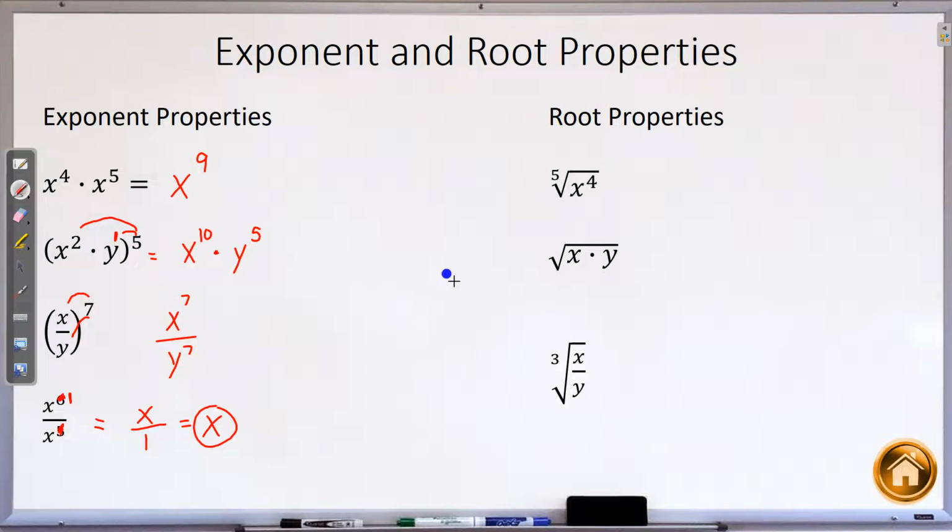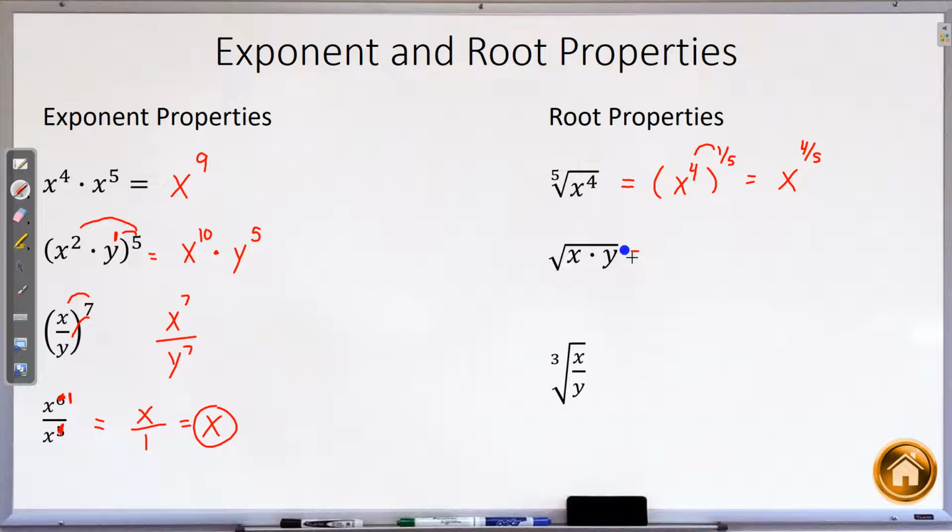Now some of the root properties you may be slightly less familiar with. This one we just looked at in the last video. So remember, a fifth root is a 1/5 power. And so this is x to the 4th on the inside still. And then if you want to, you can use this exponent property right here and distribute that 1/5 in, so we get x to the 4/5.